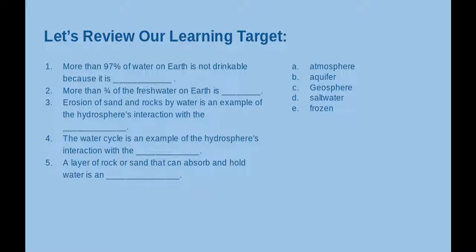Atmosphere. Number 5. A layer of rock or sand that can absorb and hold water is an. B. Aquifer. You may now click Next to take the quiz for this lesson.